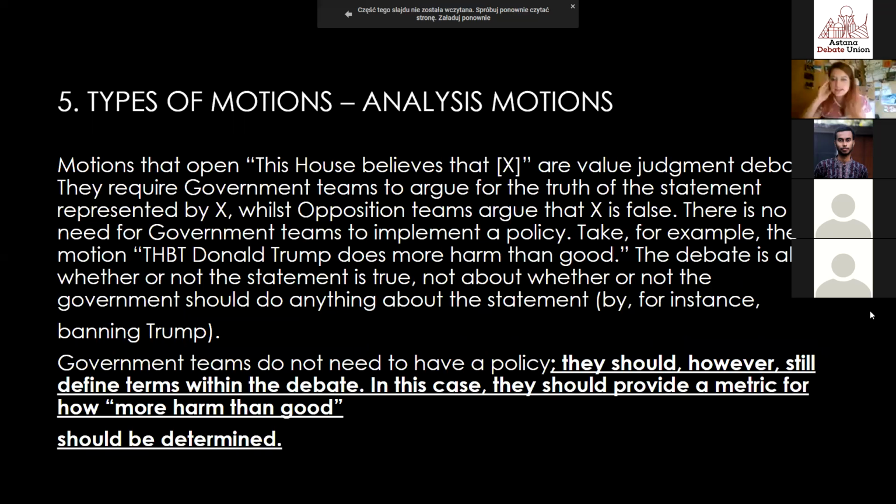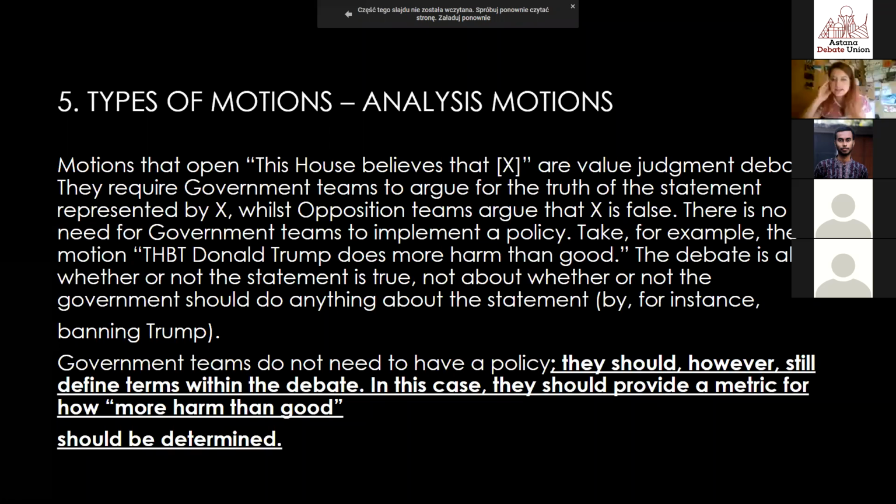Analysis motions. The motions that open with "this house believes that X", or value judgment debates, require government teams to argue for the truth of the statement represented by X, whilst the opposition team argues that X is false. If you ever debate against or with Hadar, every time the motion is an analysis debate, she will definitely remind you about that. That's what I learned from speaking with her at some competitions.